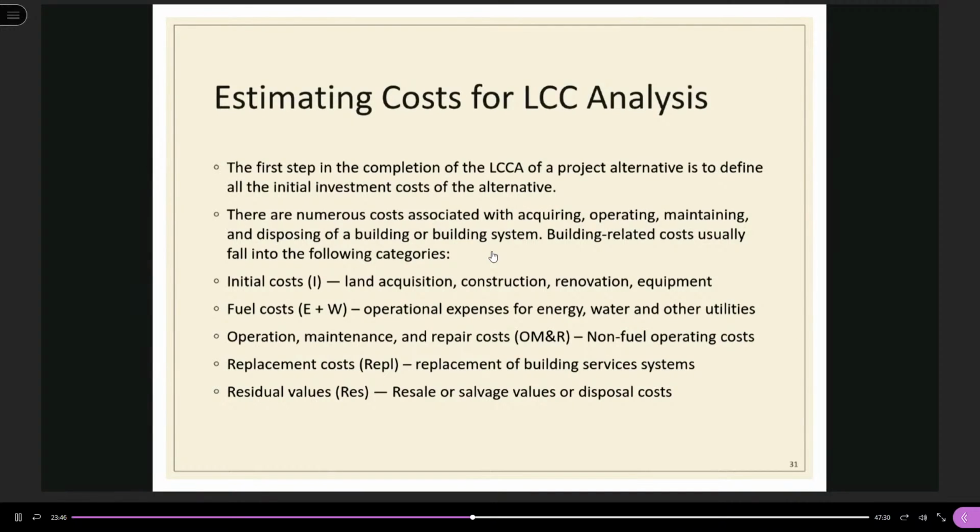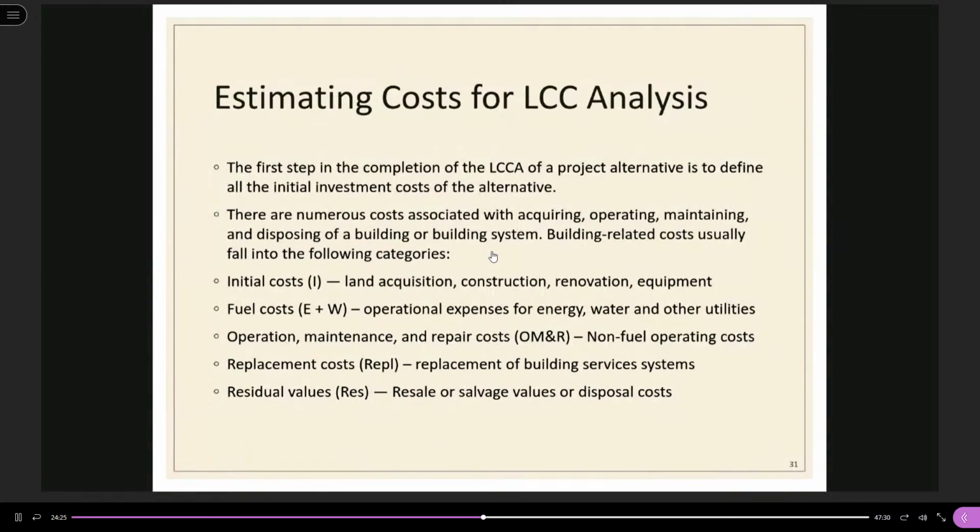There are numerous costs associated with acquiring, operating, maintaining, and disposing of a building or building system. Building-related costs usually fall into the following categories. Okay, initial costs, which include the land acquisition, the construction, the renovation, and the equipment costs. And the second, fuel costs, which include energy and water, so the operational expenses of energy, water, and other utilities.